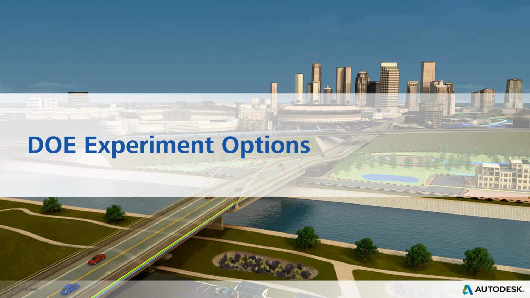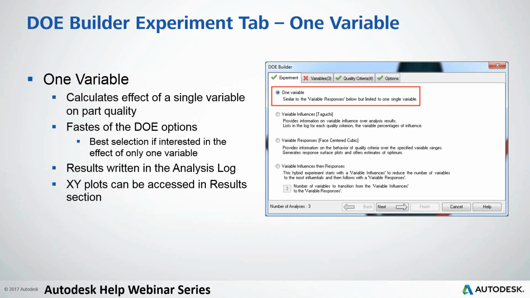So next, I'm just going to talk a little bit about your DOE experiment options before we get into some demonstrations in the software. So here you'll see that when you select a design of experiments, the DOE builder will appear for you. And under the first tab, which is your experiment tab, you have the option to pick between 4 different DOE experiments. The first one here is known as one variable.